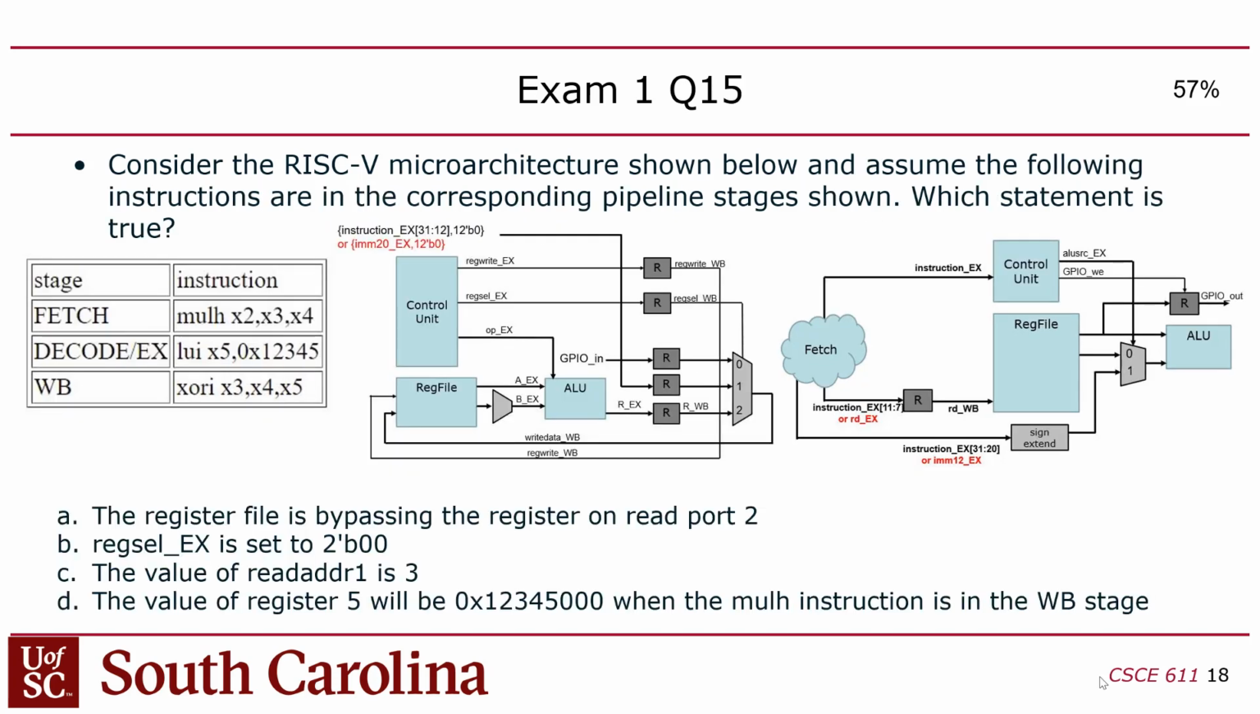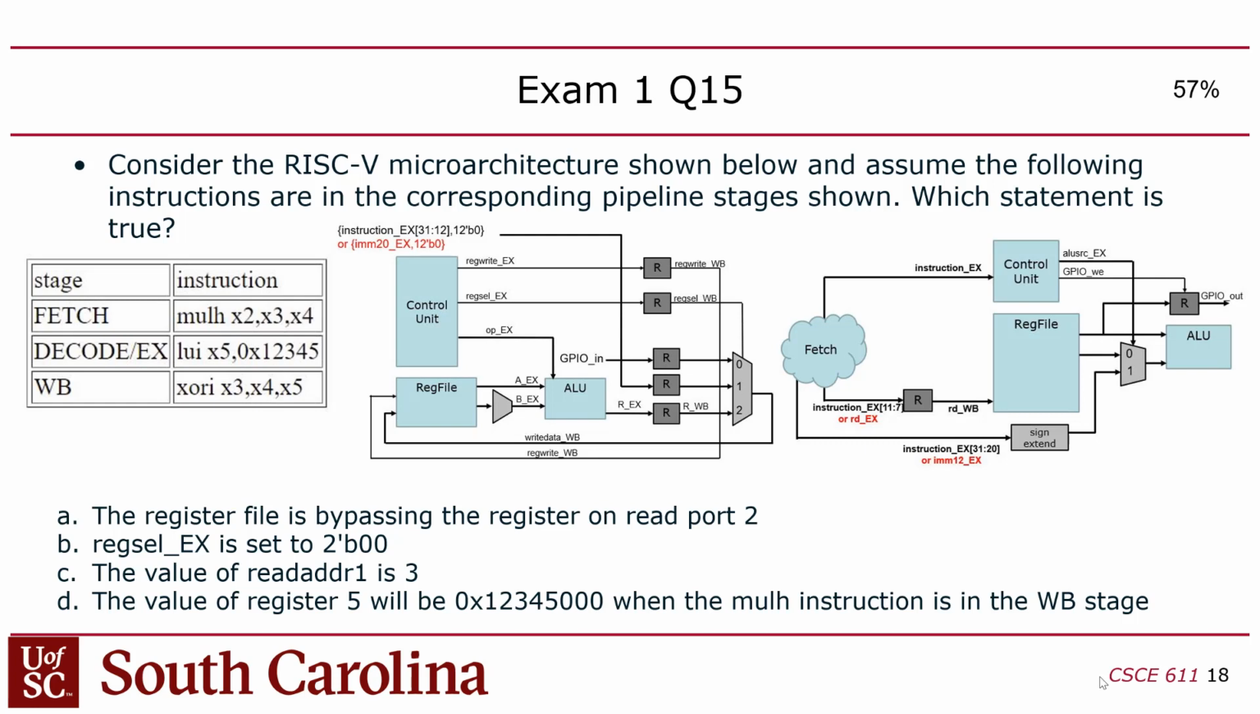Okay, and then last question. 57%, so this was a tough one. Consider the RISC-V microarchitecture shown below and assume the following instructions in the corresponding pipeline. Which statement is true? Now this one says which statement is true, so we're looking for the true statement. The register file is bypassing the register on read port 2.